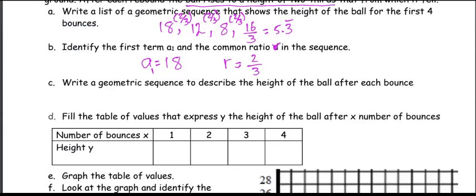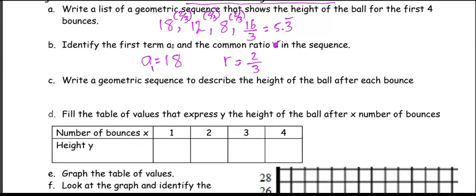Write a geometric sequence to describe the height of the ball after each bounce. We know that we have a formula for the nth term of the geometric sequence, which is a sub n equals a sub 1 times r to the n minus 1. And to write the geometric sequence, all we need is to find the two values, which are the first term and the r, which we already have. So now the nth term equation is going to be a sub n equals, the first term is 18 times r, which is 2/3, to the n minus 1.